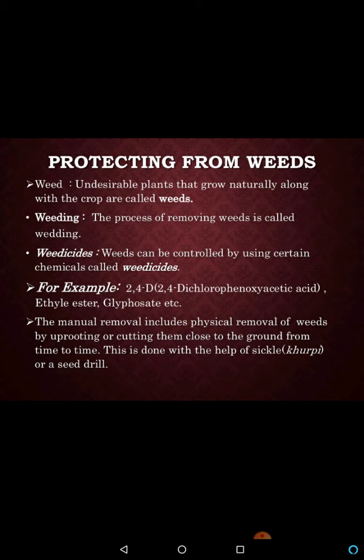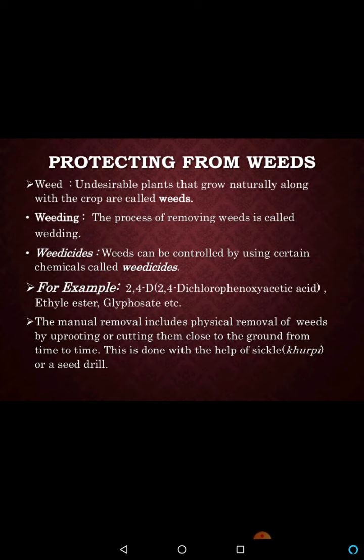Protecting from weeds. Weed. Undesirable plants that grow naturally along with the crop are called weeds. Weeding. The process of removing weeds is called weeding. Weedicides. Weeds can be controlled by using certain chemicals called weedicides. For example, 2,4-D, ethyl ester, glyphosate, etc.